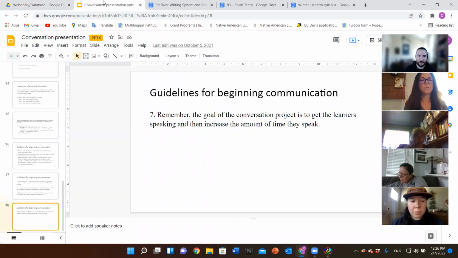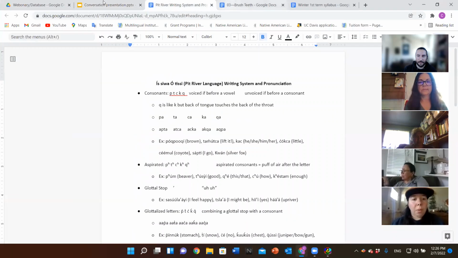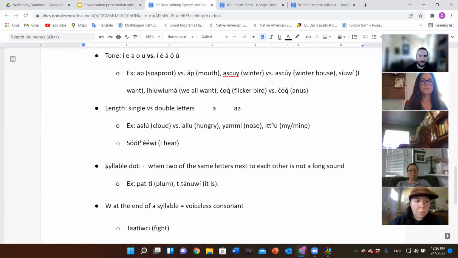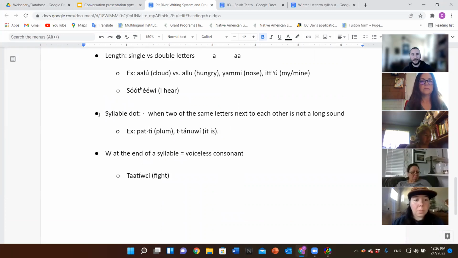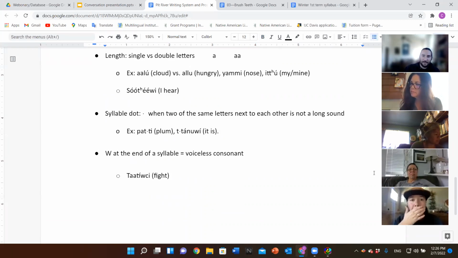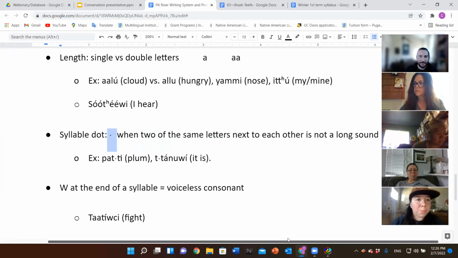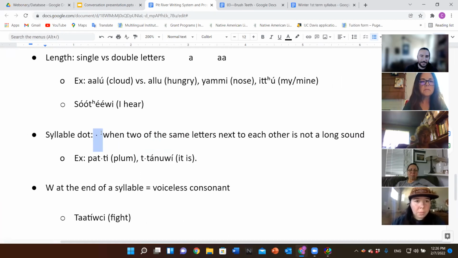Okay, let's go to the alphabet. Try to get this finished. We're on the last two sections of the alphabet. So, the syllable dot. You see this little triangle dot. Maybe you can see it now. You won't see this a ton, but it's in there.